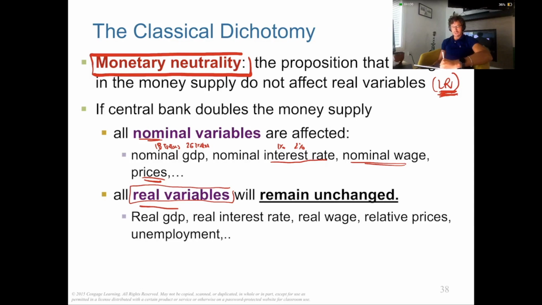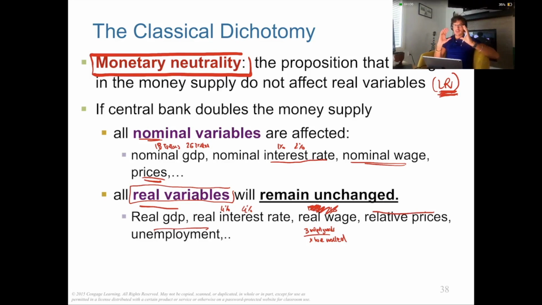Real interest rate, suppose it was 4% before the change in the money supply, still now is 4%. Real wage, let's suppose it was $15 per hour, still, sorry, that's very wrong. This is the real wage. Let's suppose it was 3 output goods per hour worked, it is still going to be the same. Relative prices are going to be the same. Unemployment will not be affected. All of this stays the same.